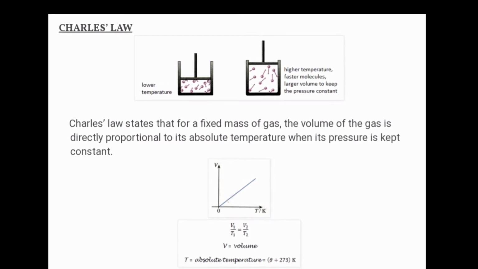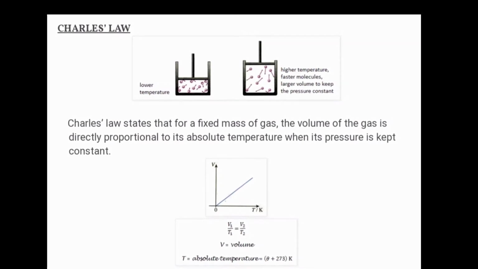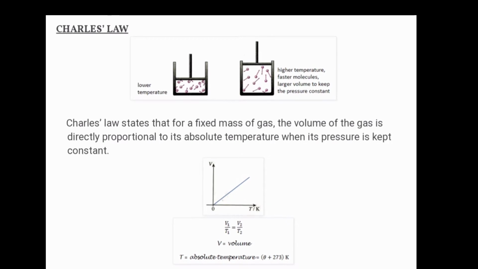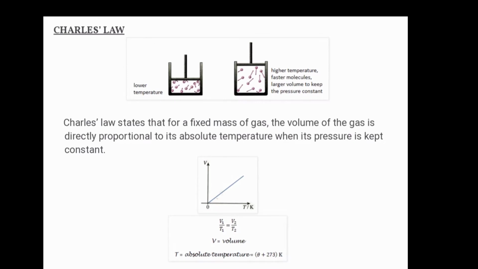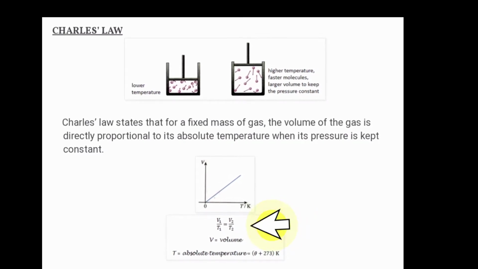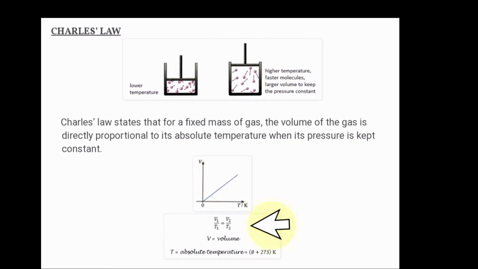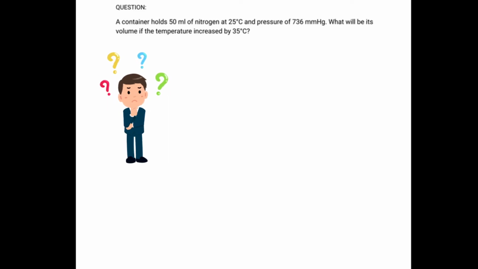Charles' law. Charles' law states that for a fixed mass of gas, the volume of gas is directly proportional to its absolute temperature when its pressure is kept constant. The formula is V1 over T1 equal to V2 over T2. Let's start the question. A container holds 50 mL of nitrogen at 25 degrees Celsius and pressure of 736 mmHg. What will its volume be if the temperature increased by 35 degrees Celsius?